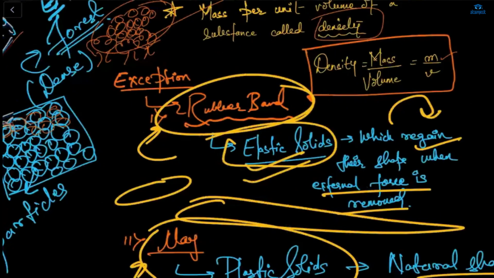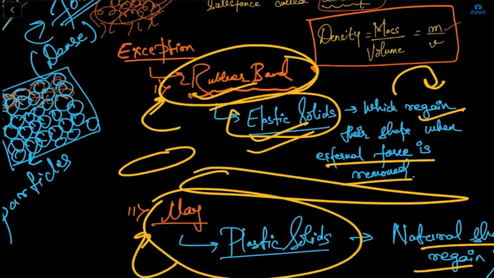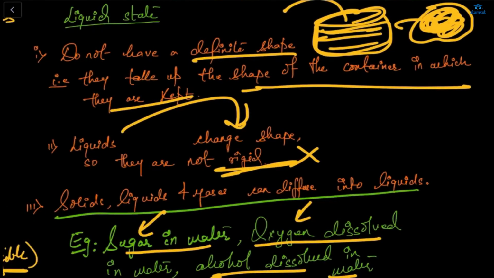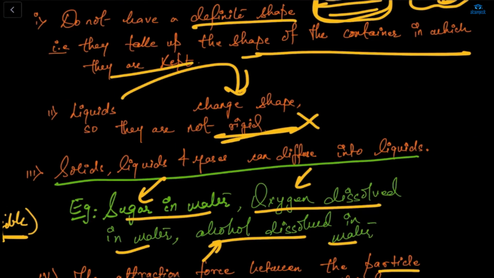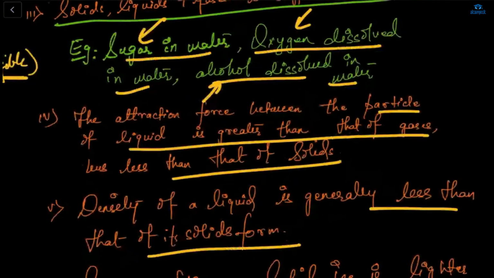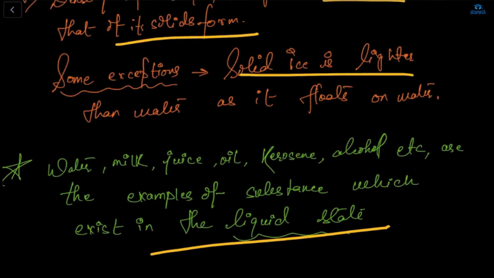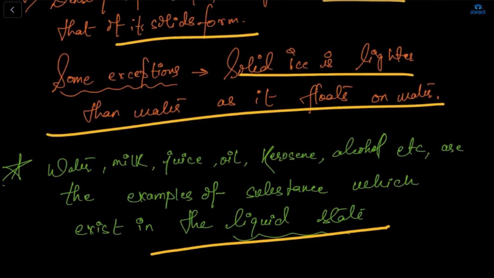Two more points in solids: the rubber band, which is an elastic solid, and clay, which is known as a plastic solid. Okay, so the liquid one, it also does not have any fixed shape, and they are not rigid. And this is the example. Here the attraction force between the particles of a liquid is greater than in a gas, because gas is like a park, but less than in solids because solids are like a forest. Density of a liquid is generally less than that of its solid form. The density जो होती है वो solid से कम होती है. And some exceptions: solid ice is lighter than water as it floats on water. So this is the exception of a liquid state.